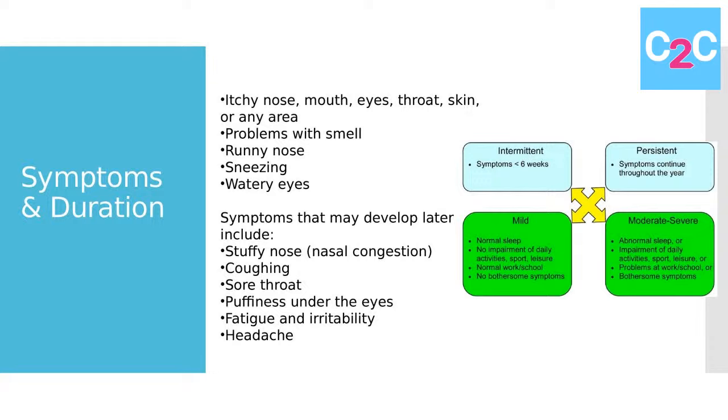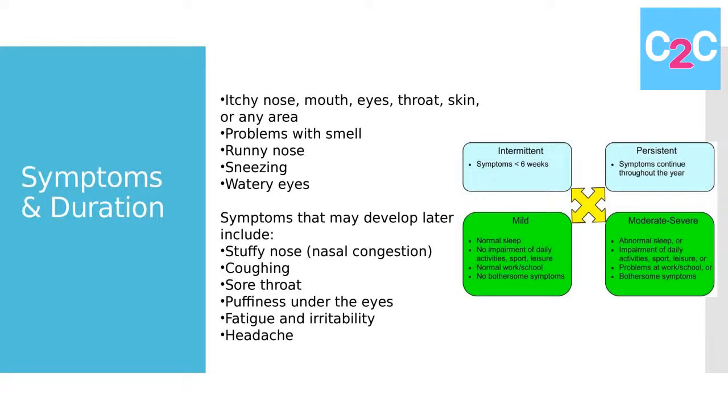So there are intermittent symptoms of allergic rhinitis and persistent symptoms in allergic rhinitis patients. Persistent, as the term you're aware, is continuously throughout the year, and intermittent is those symptoms which are in milder form and less than 6 weeks, or roughly 1.5 months. So we can have a mild intermittent allergic rhinitis or a mild persistent allergic rhinitis, and a moderate to severe form of intermittent allergic rhinitis and a moderate to severe form of persistent rhinitis. It's very clearly mentioned in the slide.